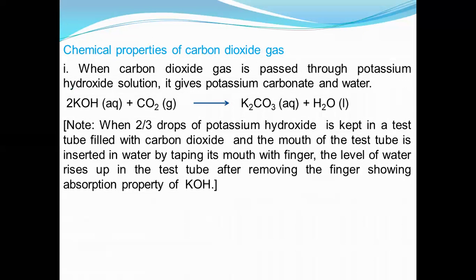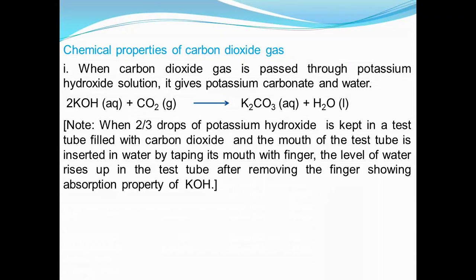What is written here? You take carbon dioxide gas in a test tube. I'm just using the lead of this ball pen as a test tube. So take some carbon dioxide gas in this test tube. After that, put 2-3 drops of potassium hydroxide solution in it. And then what do you have to do? Close the mouth of the test tube with the help of your finger. So the mouth is closed.